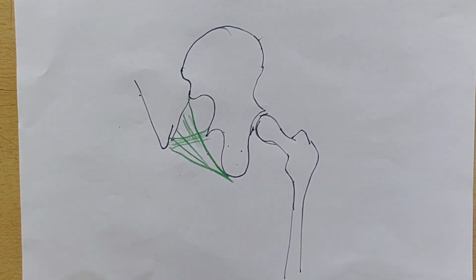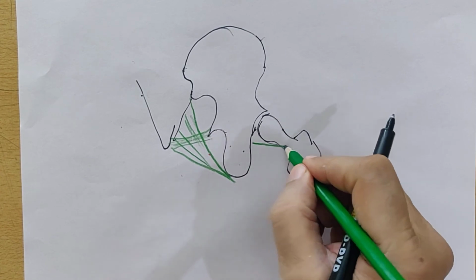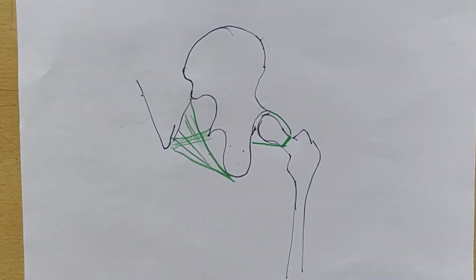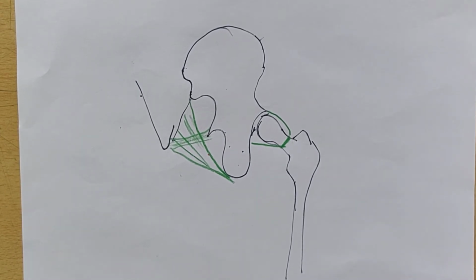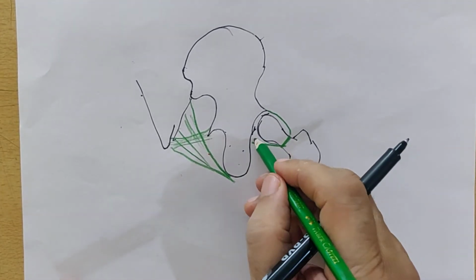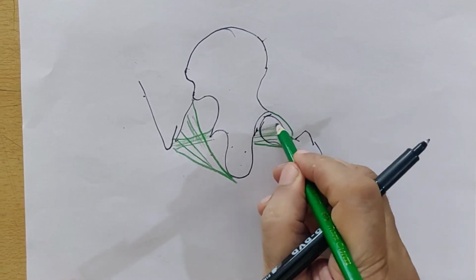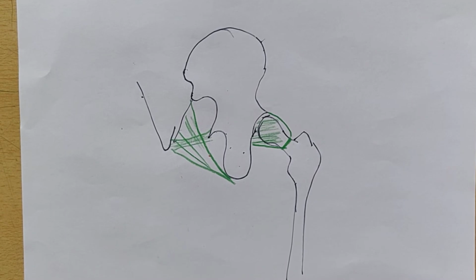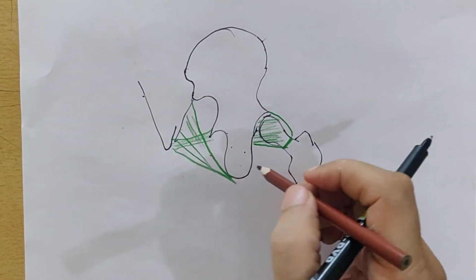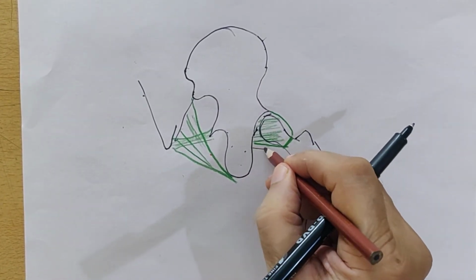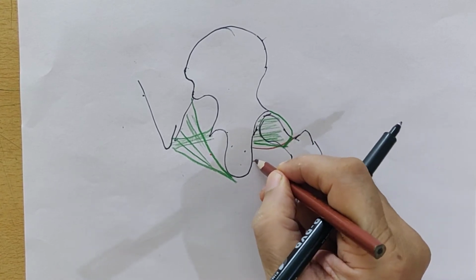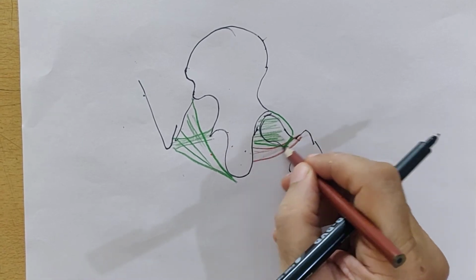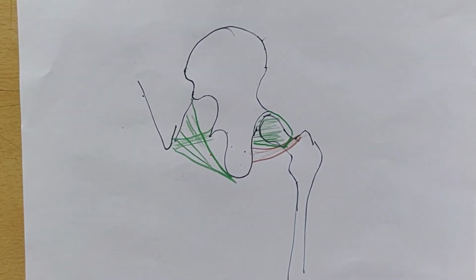So first we place the capsule, which leaves out the outer third of the neck. Then we strengthen the capsule by the ischiofemoral ligament. Then we place a muscle coming from the obturator foramen, obturator externus, passing below the neck and getting inserted into the trochanteric fossa here.